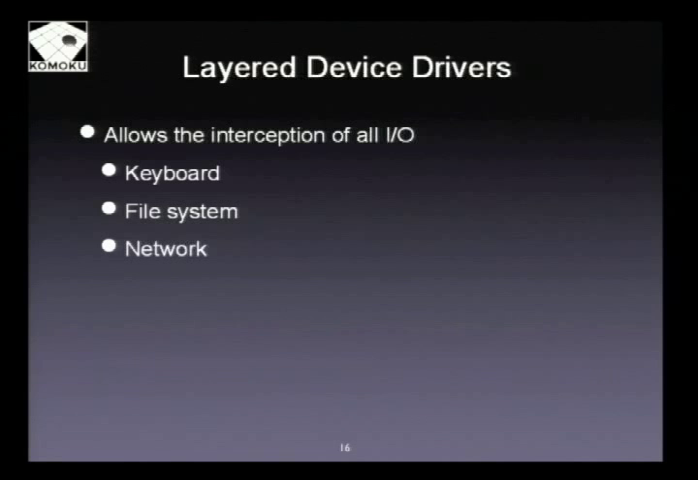Layered device drivers. These are also a documented way to gain execution control. Every single device on the system can be layered. So you can layer on top of the file system. You can layer on top of the keyboard driver. You can layer on top of the network device itself. And you'll receive these IRPs that we spoke of earlier before the actual device that should handle it.